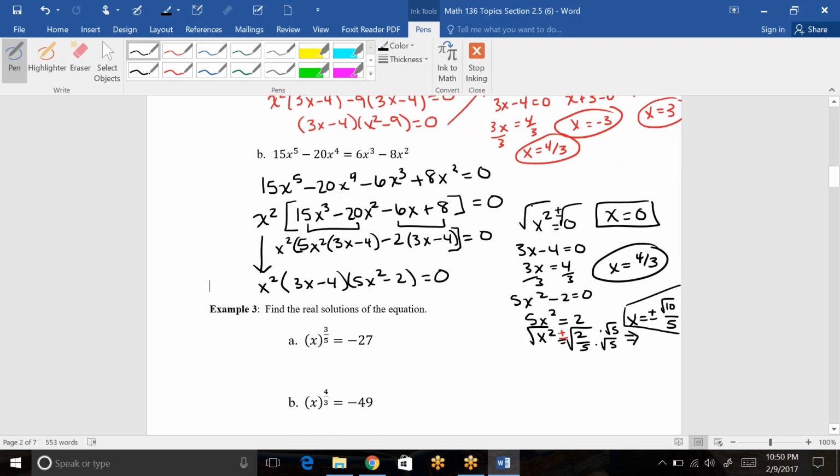And that's because 0 occurs twice. There's actually 5 solutions, but 0 happens twice because of the x squared.